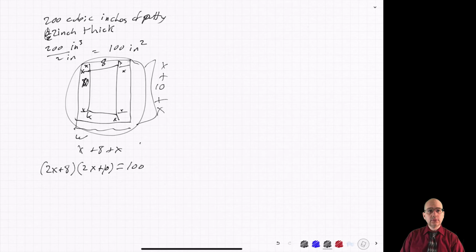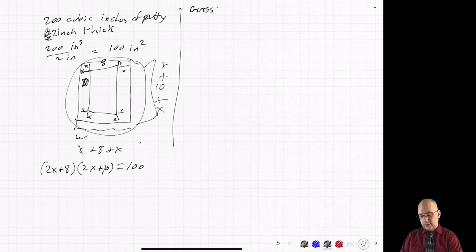So how do we proceed? Now you can multiply all that stuff out, use the quadratic formula. It's perfectly valid. It's a lot of work, quite frankly. I'm just going to first start with my favorite method of guess and check. So guess and check says x equals 0. Try that, because why not?